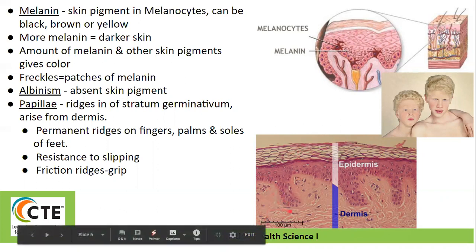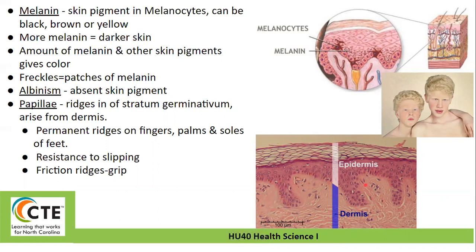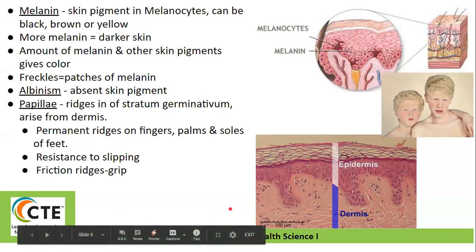The lighter pink is your dermis. So arising out of the dermis are these ridges called papillae. What they give us is, one, fingerprints, but two, they help with any kind of resistance to slipping. We have a lot of them on our feet. They also help with their friction ridges, which help with our grip. Now, yes, we have muscles which help with our grip, but those papillae help as well. So these are permanent ridges on our fingers, palms, and soles of our feet.